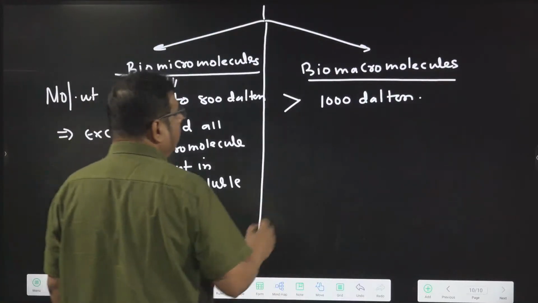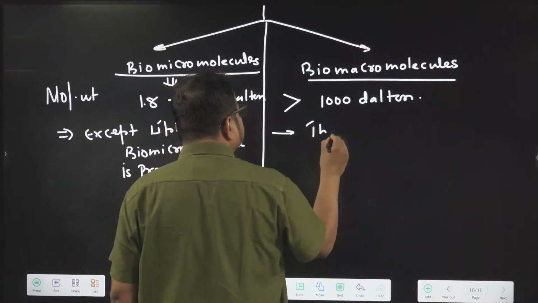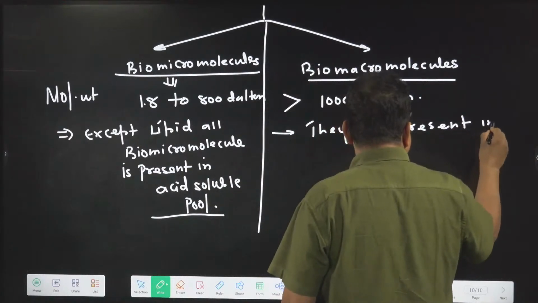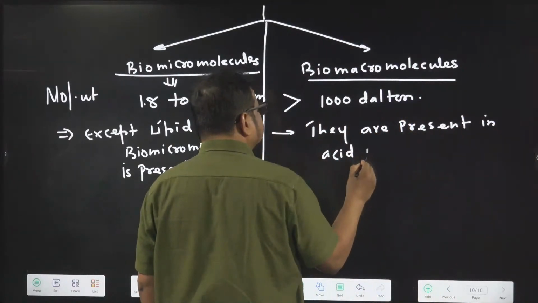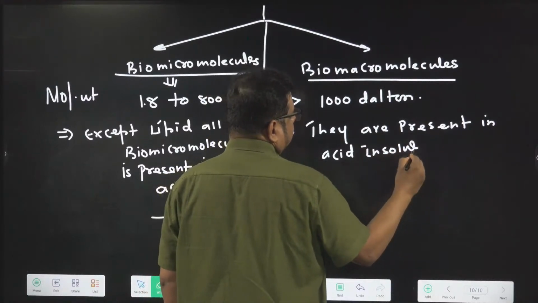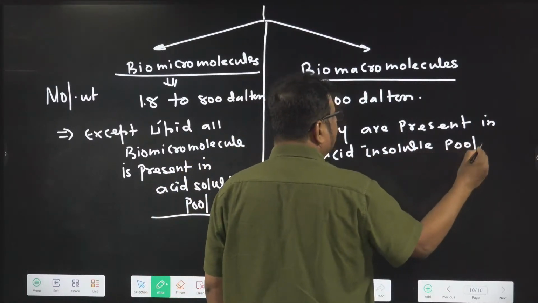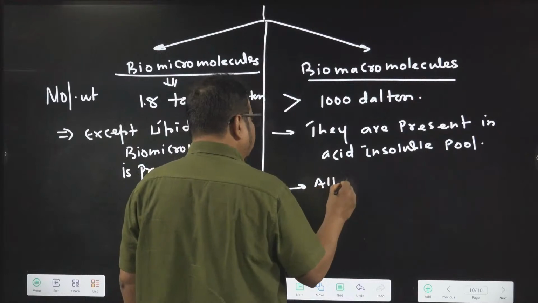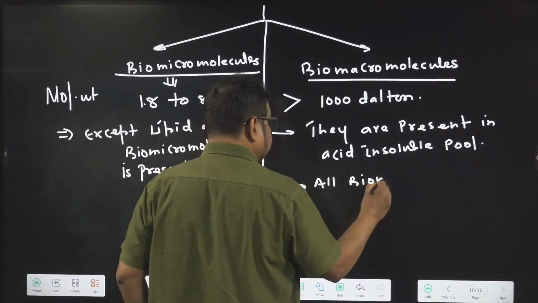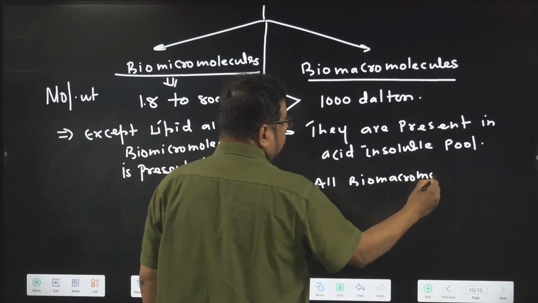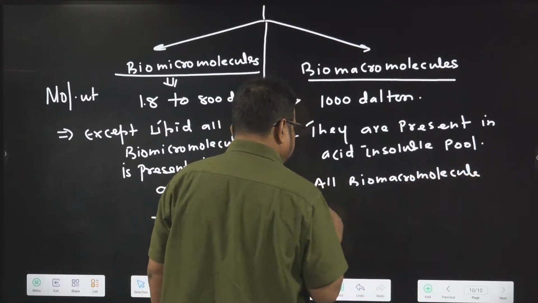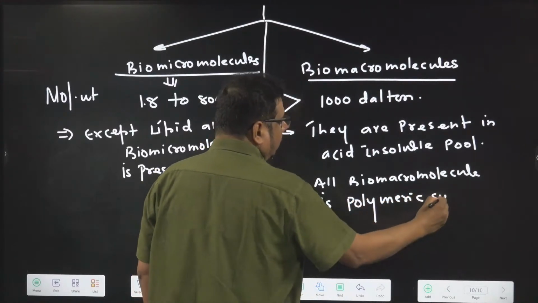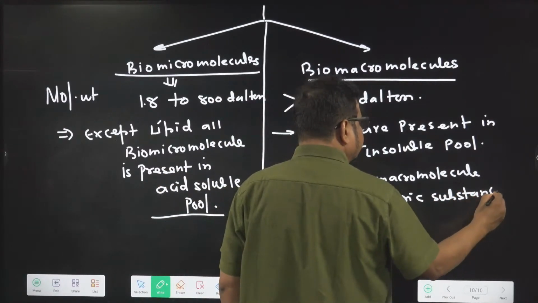If you talk about biomacromolecules, they are present in the acid insoluble pool. Insoluble pool, because they have a bigger size. So all biomacromolecules are polymeric substances. Polymeric substances means they are polymers.